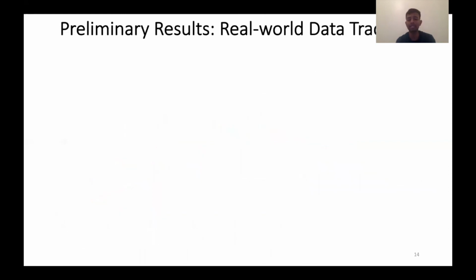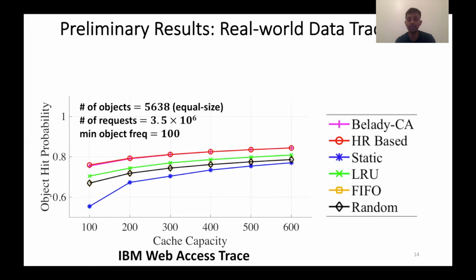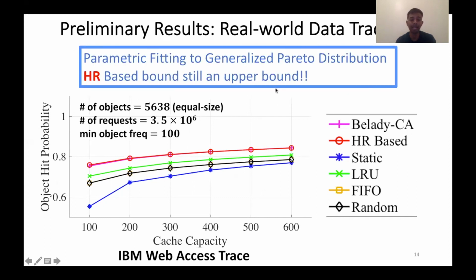Similarly, we have some very preliminary results on real world data traces. We consider an IBM web access trace here, and we plot the object hit probability as a function of cache capacity. These are the properties of the trace. What we can see here is that, again, the hazard rate bound is indeed an upper bound. One thing to note is that to compute the upper bound for the real world traces, we considered a parametric fitting to the generalized Pareto distribution for the object request patterns. And we find that the hazard rate based bound is indeed an upper bound.